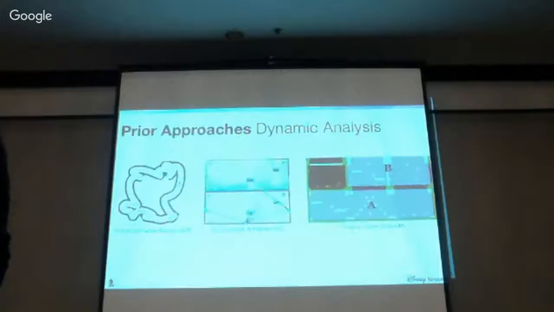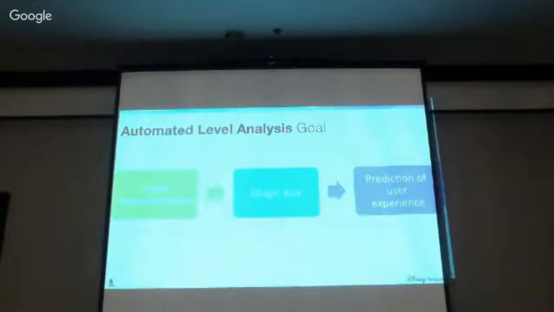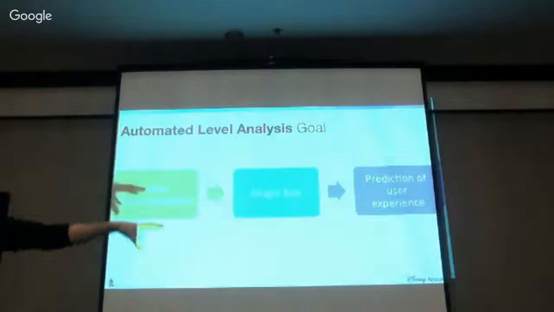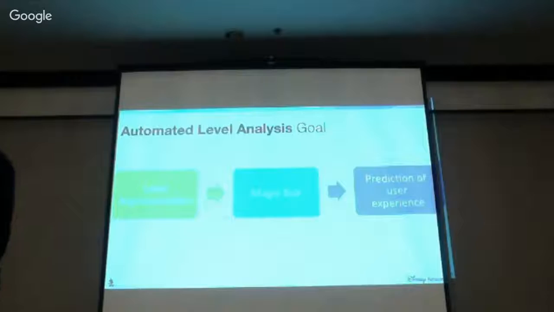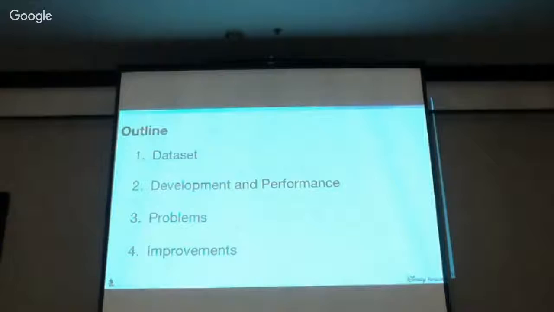Ideally, what we're looking for here is something where we have some level representation, we pass it into a magical black box, and then out we get some prediction of user experience. And of course, as Alex spoiled, we've got some magic boxes on our hands, so we can see what we can do with those. The rest of this talk is going to look a little bit like this. We're going to take an initial look at the data set that we use for the work. We're going to talk about development and performance of our magical black box, talk about problems with the current approach, and then talk about potential improvements in the future.